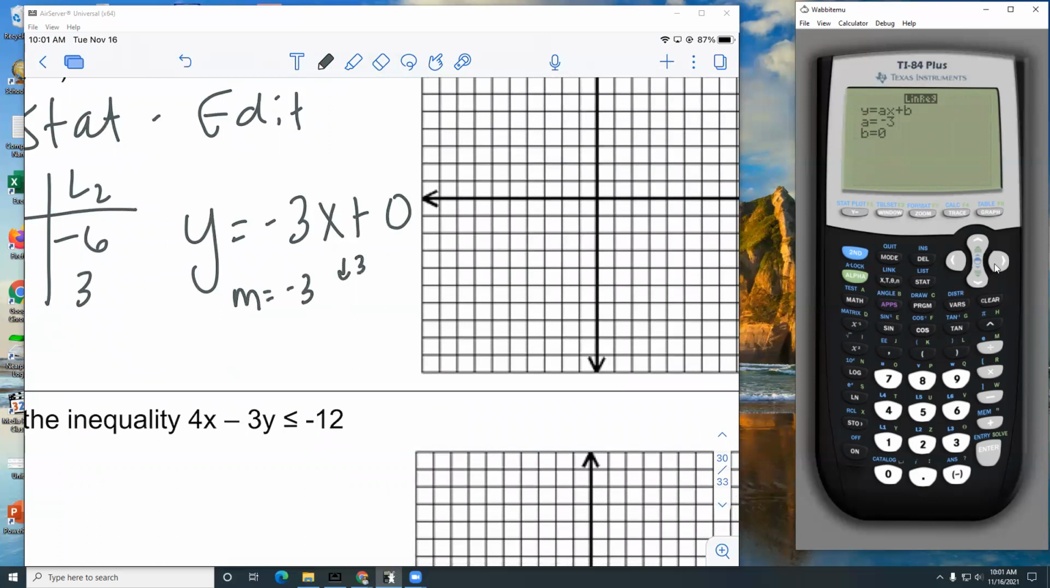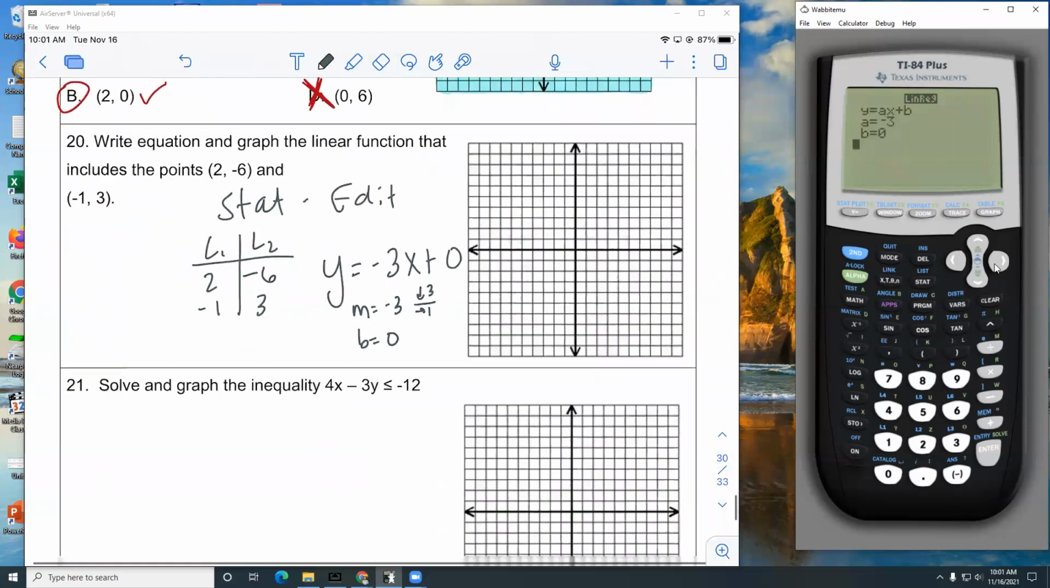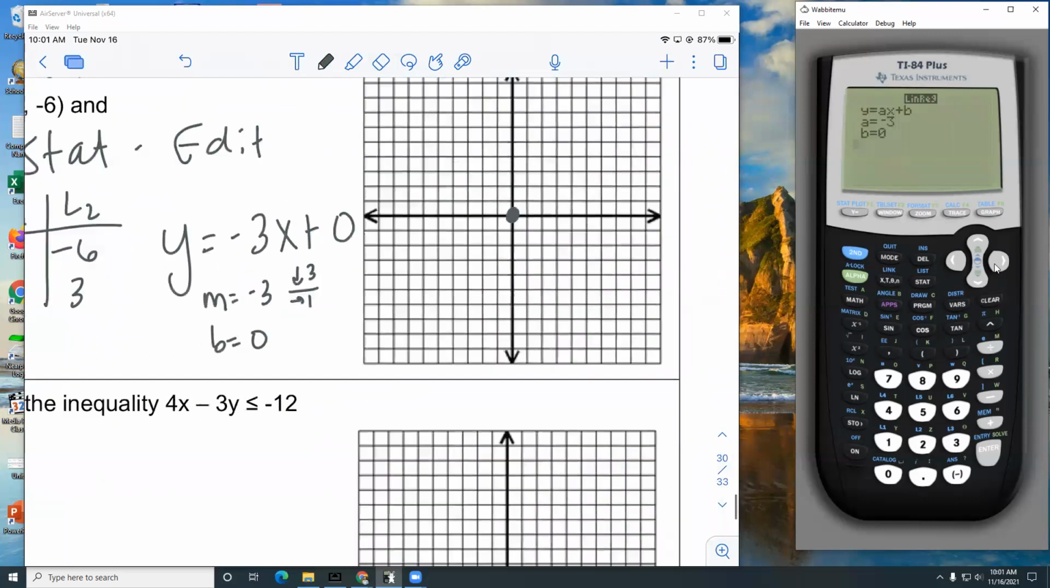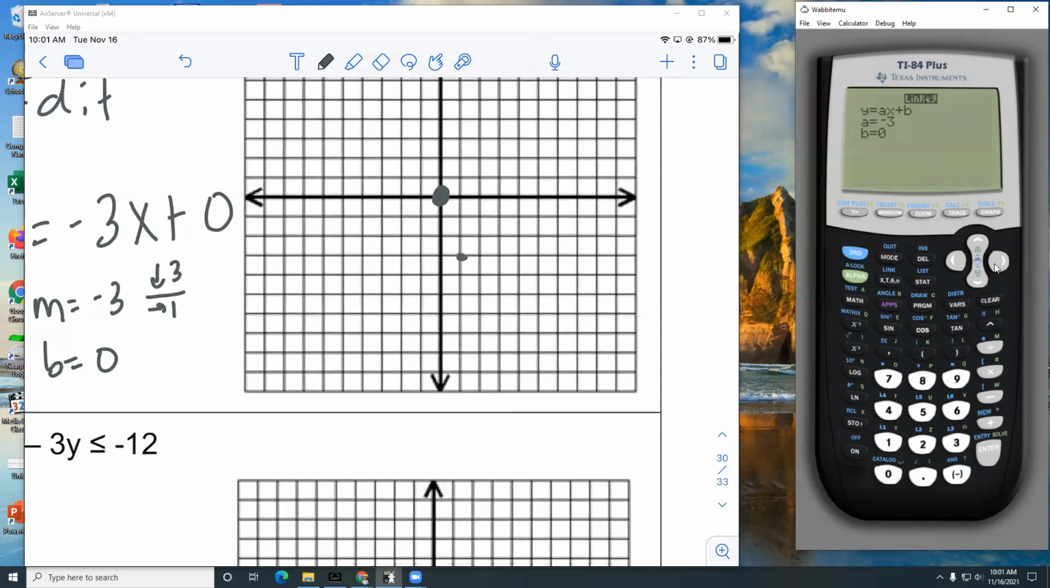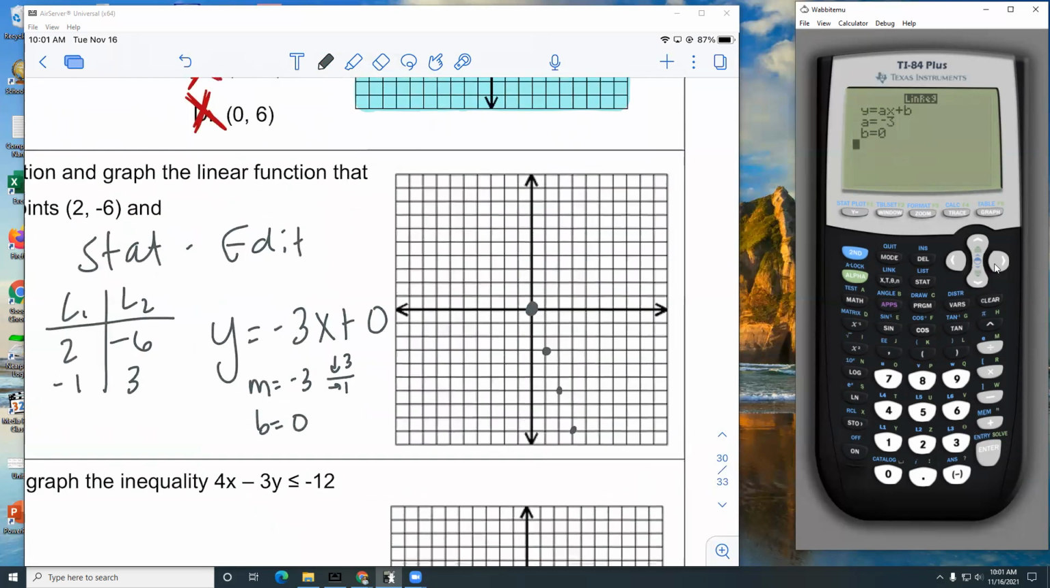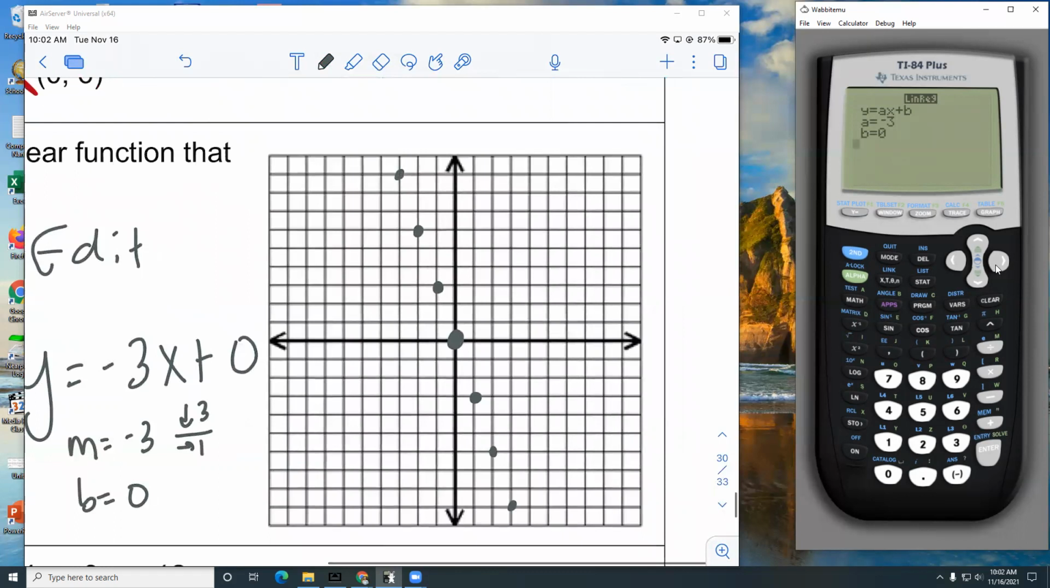I'm going to go down 3, right 1 each time. And I'm starting at my y-intercept of 0 at the origin. Start at 0, 0. And I'm going to go down 3, right 1, down 3, right 1, down 3, right 1. Go back up to 0, 0. Now go up 3, left 1, up 3, left 1, up 3, left 1, and draw in your line.